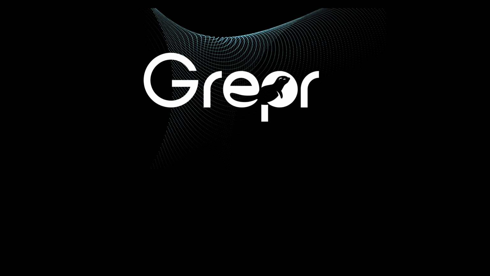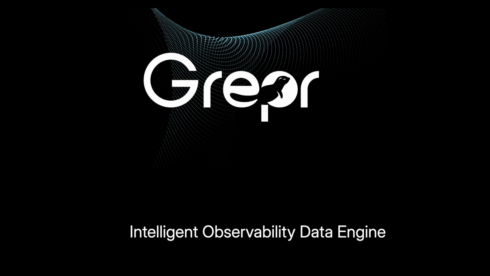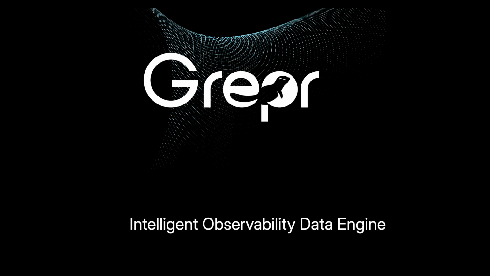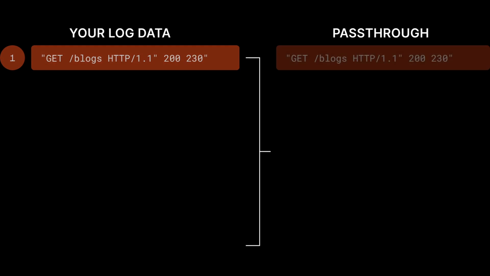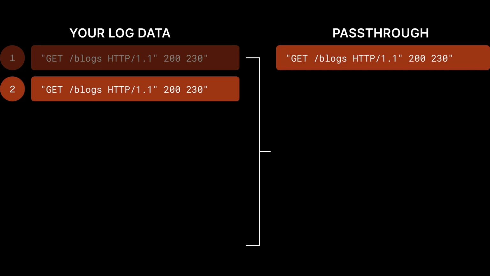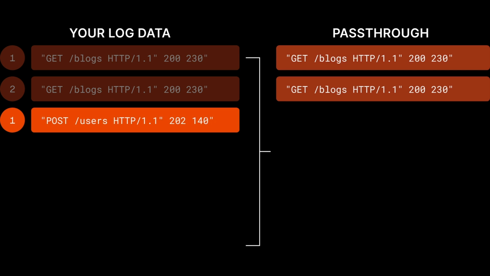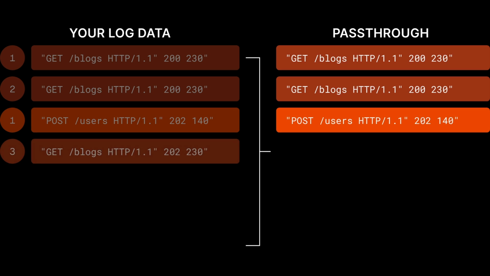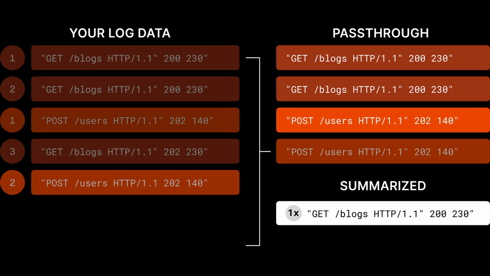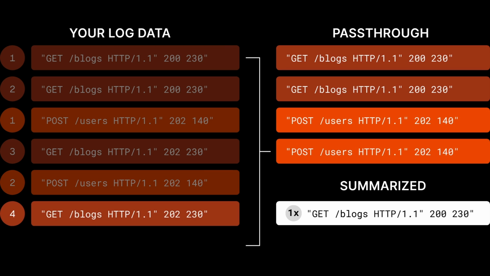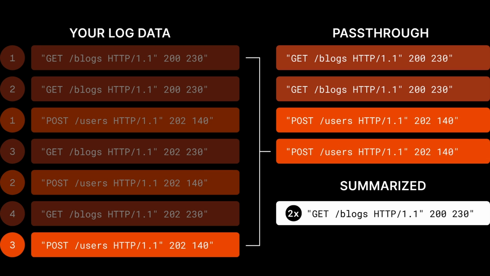The Grepr Intelligent Observability Data Engine reduces log volume by 90% while retaining 100% visibility. It uses machine learning to continuously, automatically create semantic pattern filters for the incoming data. For frequently occurring messages, only summary information is forwarded, while unique messages get passed straight through.